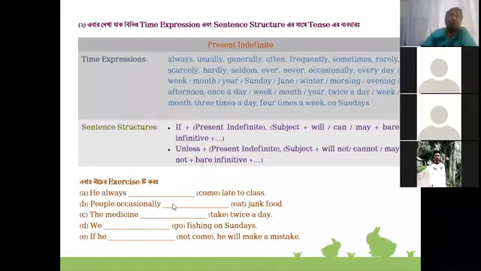He always. Who will say? He always comes late to class. He always comes late to class. Good. Number B.